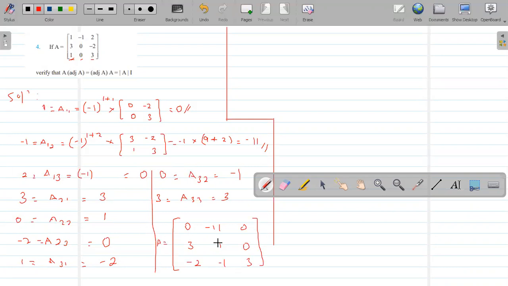This is your cofactors. Now, अगर adjoint निकालना है तो क्या करते हैं अपन? रोज को कॉलम बना देते हैं. तो चलो रोज को कॉलम बनाते हैं. So it will be 0, minus 11, 0. So 3, 1, 0, minus 2, minus 1, 3. Right? So this is your given matrix. This is 0.